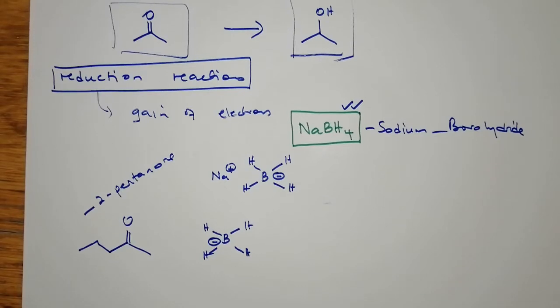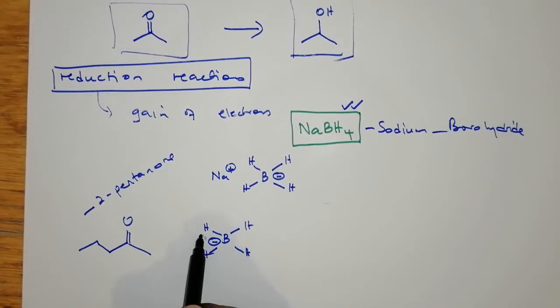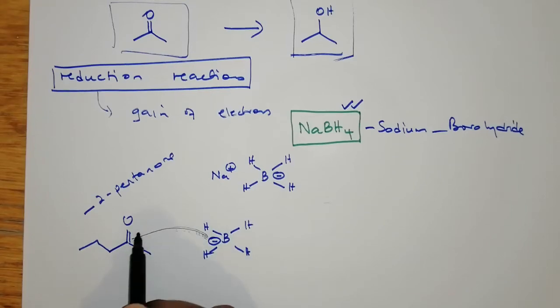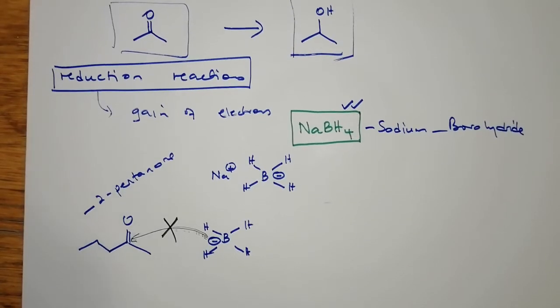So let me just get another color right there. So how this reaction is going to happen is that this curly arrow coming from here is not going to happen. It won't happen like that. You know what I'm saying?